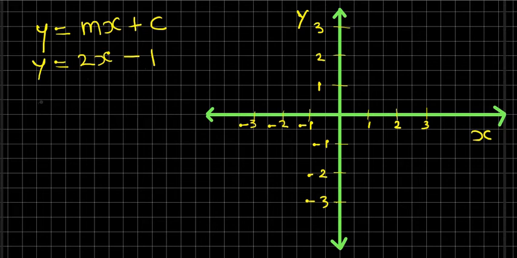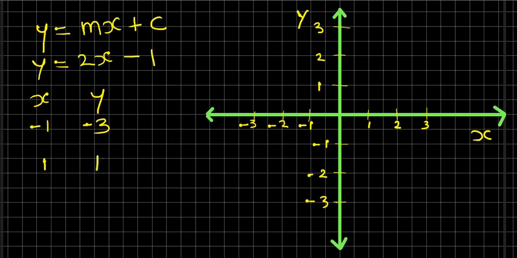Let's draw this graph. In order to draw this graph, we need to have 2 points. Let's substitute values for x and obtain values for y. Let's substitute minus 1 for x. When x is minus 1, y is minus 3, because minus 1 into 2 is minus 2, minus 2 minus 1 is minus 3. When x is 1, 1 into 2 is 2, 2 minus 1 is 1.